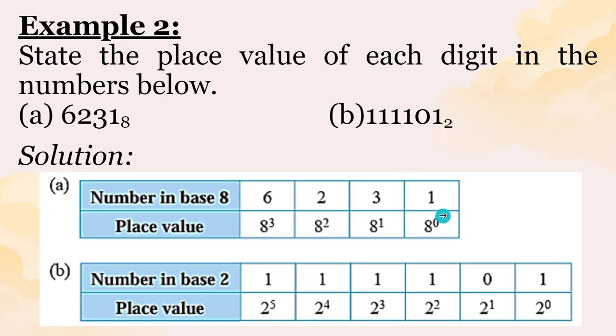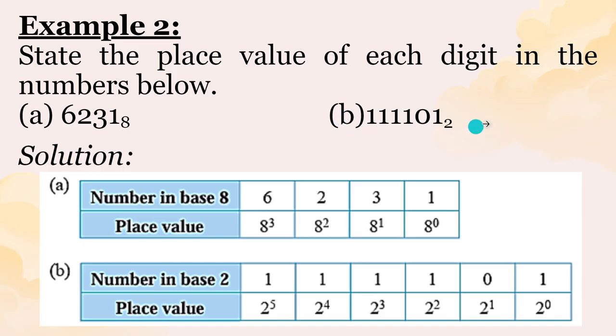Then we need to write the power of each base, starting from 0, 1, 2, 3. I suggest you write down the place values starting from the unit, the right hand side first, until the left hand side, because you can start counting from the right hand side: 0, 1, 2, 3. So 8 to the power of 0, 8 to the power of 1, 8 to the power of 2, 8 to the power of 3.